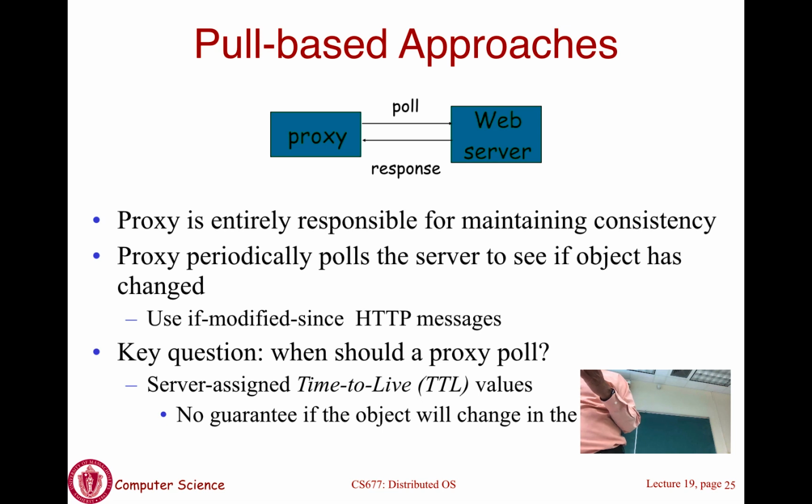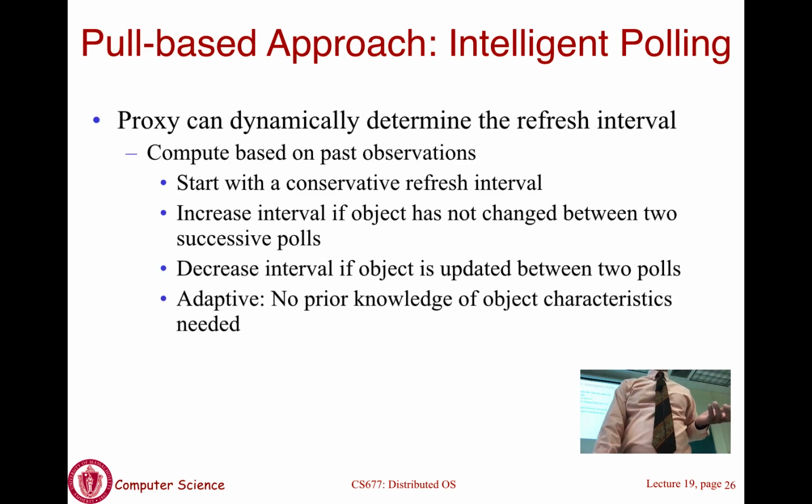Because the web server cannot guarantee that a user will not change the web page. It's just giving you some estimate of how likely it is for the next update to that web page to occur. So in this case, the server is giving you some information that allows you to figure out how frequently to poll. But the proxies can also make this decision themselves. So you can dynamically figure out how frequently to poll for an object by discovering the update rate on that object. And the technique works as follows.